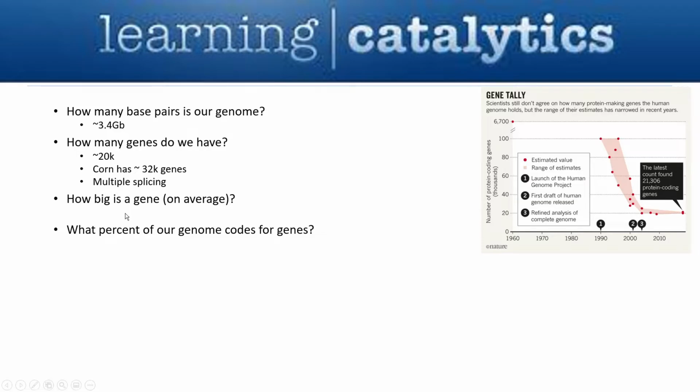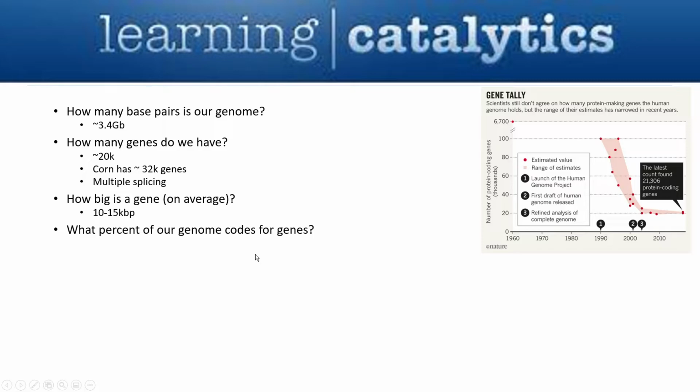So, how big is a given gene? On average, genes in the human genome fall between 10 and 15,000 kilobase pairs, but there's high variation on this. The smallest genes can be less than 1,000 base pairs, and the largest ones can go up to tens of thousands of base pairs.